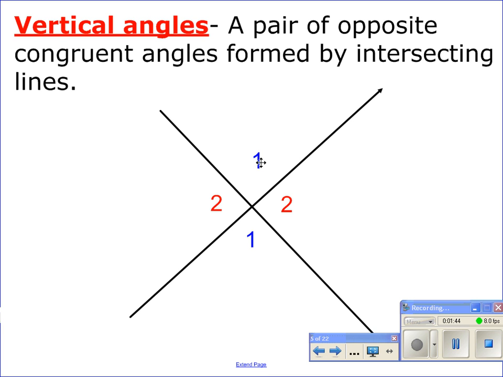It says vertical angles are a pair of opposite congruent angles formed by intersecting lines. Okay, on your picture in your notes, I want you to draw this in. This symbol right here means congruent. So angle 1 is congruent to angle 1 here. Angle 2 is congruent to angle 2. So that means that these measures of angles are equal to each other. These are called vertical angles. They're opposite of each other.